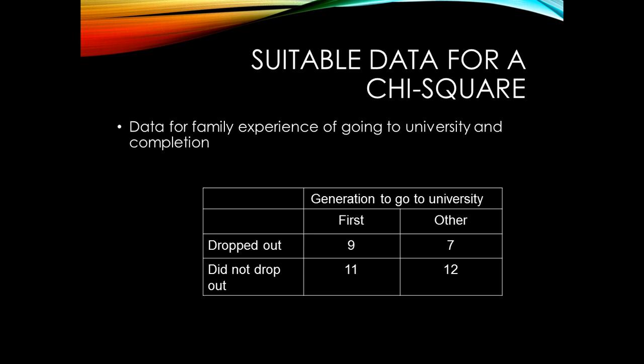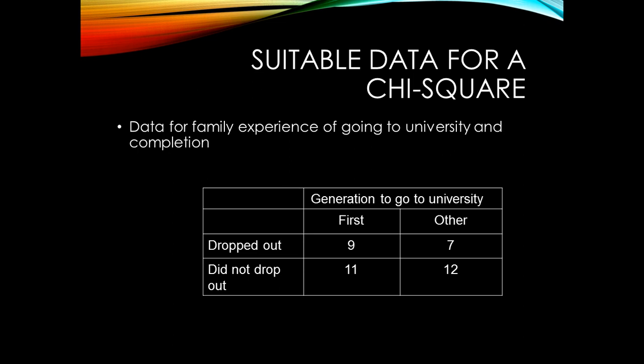So, forget about crisps and sweets now. This particular table, we are looking at people who go to university. Now, are they the first person in their family to go to university, or are they second, third, fourth, 310th person in their family to go to university? So we have a box for people who are the very first members of their family to go to university, and another set of boxes for people who are not the first.